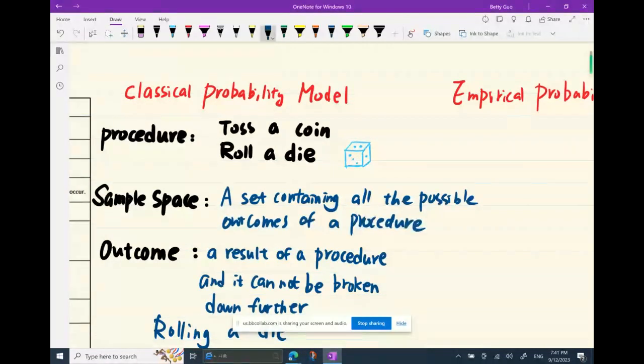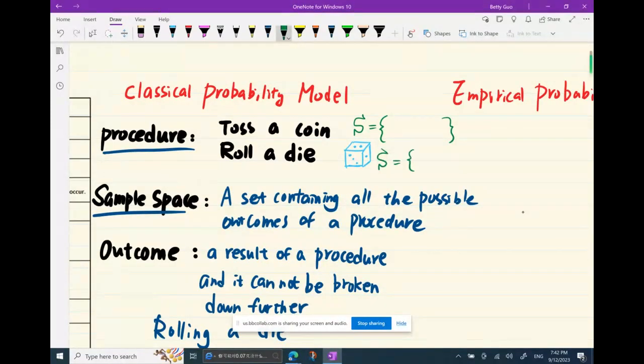When we talk about sample space, it must be a certain procedure's sample space. It's not just a sample space. Those two things always go together. Let's say S is the sample space. Then the sample space of what? Of a certain procedure, right? Can you help me find the sample space for the two procedures that I had here? This one is toss a coin. We use a capital letter S to represent the sample space. This is the set notation.